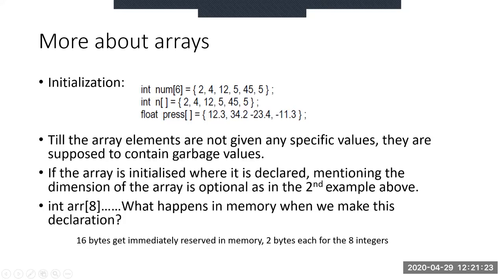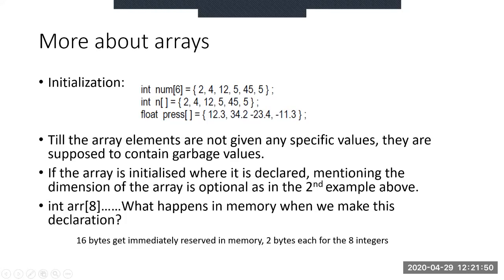Likewise, for this floating point array, because we have already given the values 12.3, 34.2, minus 23.4, and minus 11.3, the compiler already knows that it is going to store 4 values in this array. So the size of this array need not be explicitly declared during the declaration.